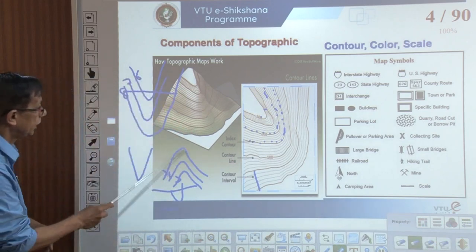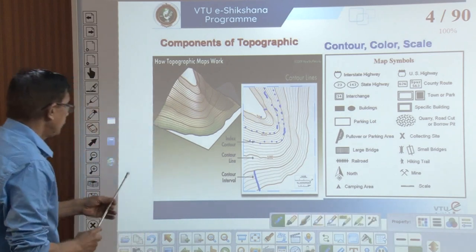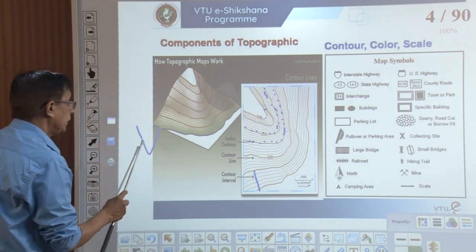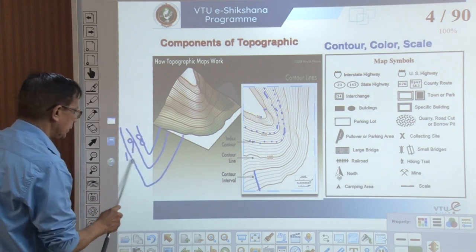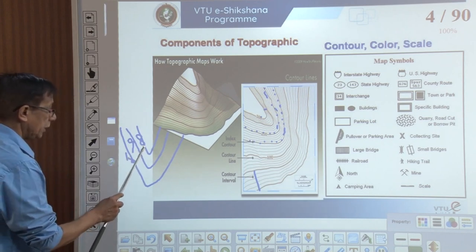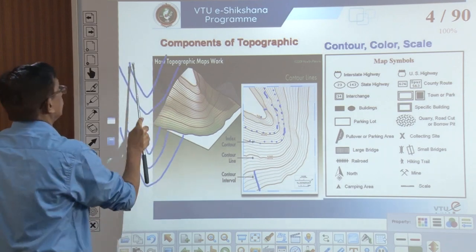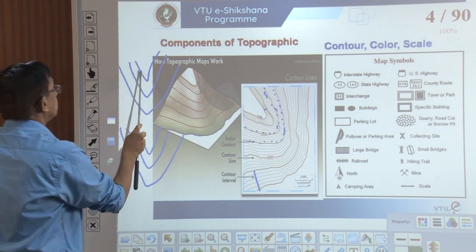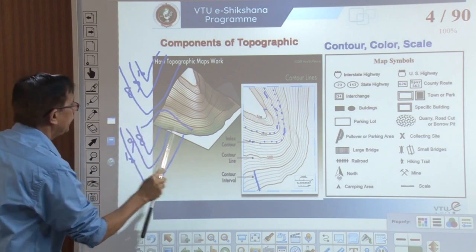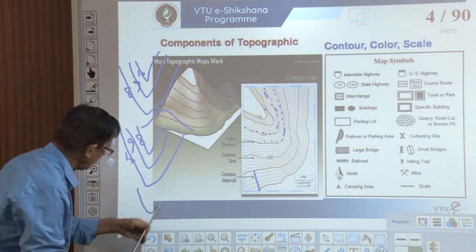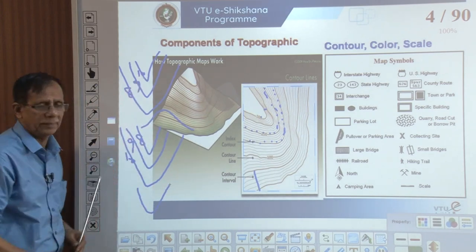If reversed, if we have contour values 800, 900, 1000, what happens in cross section? Again, it is a valley. Now, the same I put in a reverse way: 1000, 900, 800. Now it represents a hill cross section, whereas the earlier one represents a valley cross section. It is a V shape only, but in one case the inside values are low, in the other the inside values are high.